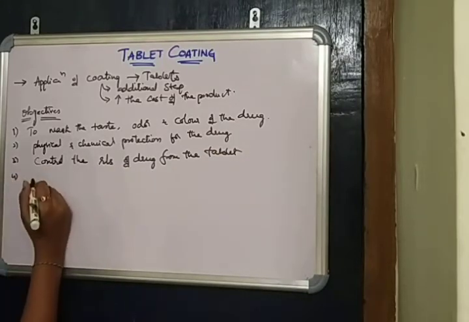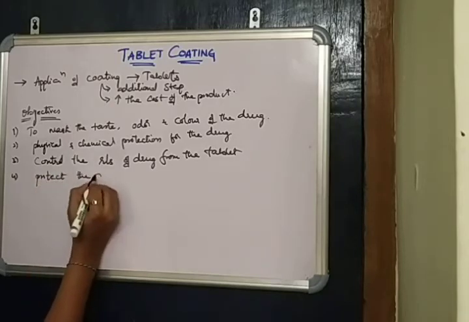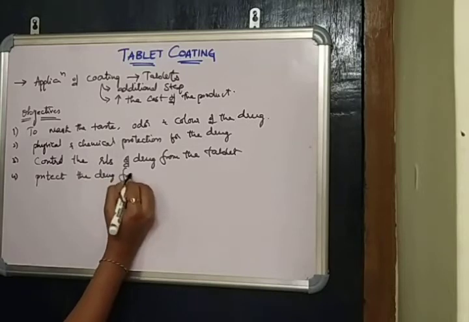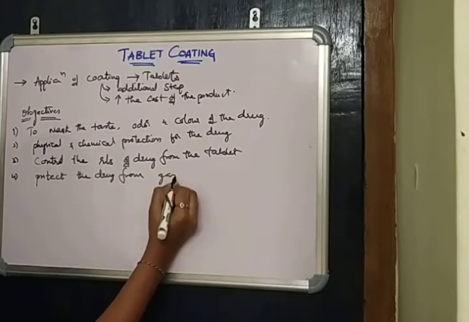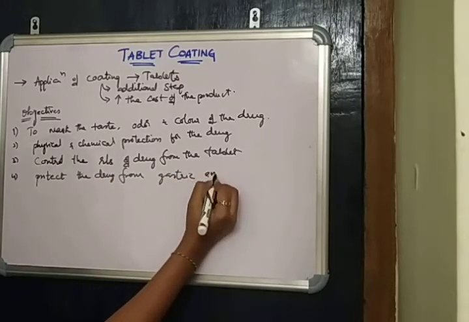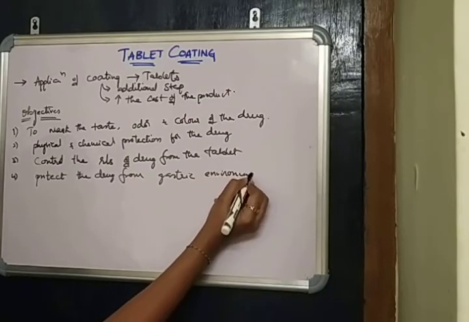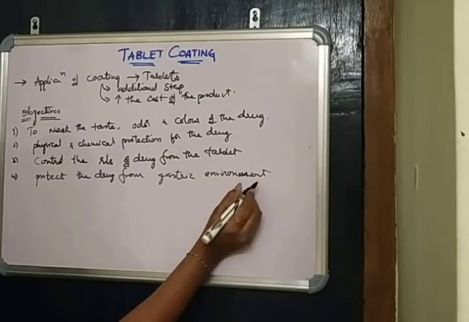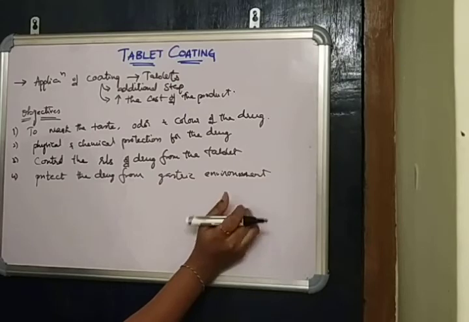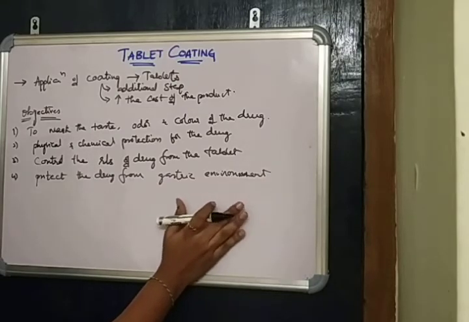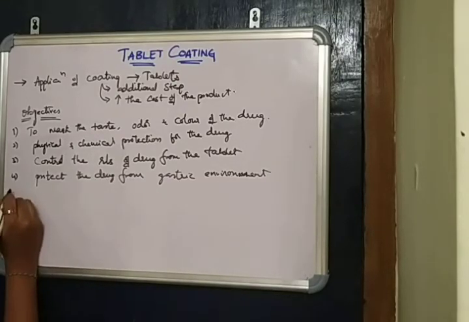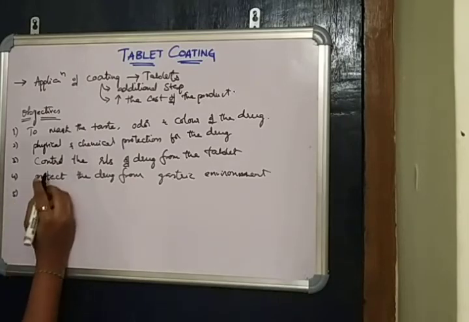And the fourth one is to protect the drug from the gastric environment of the stomach, for which we have to go for acid resistant coating.